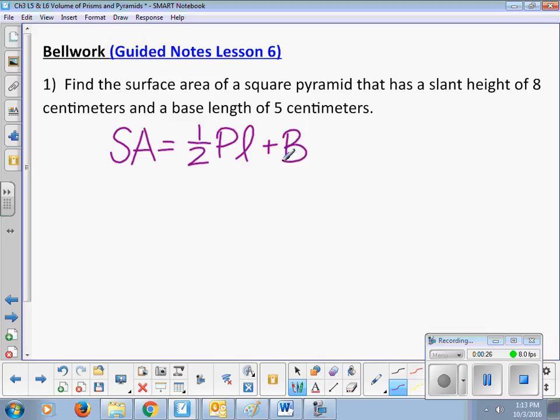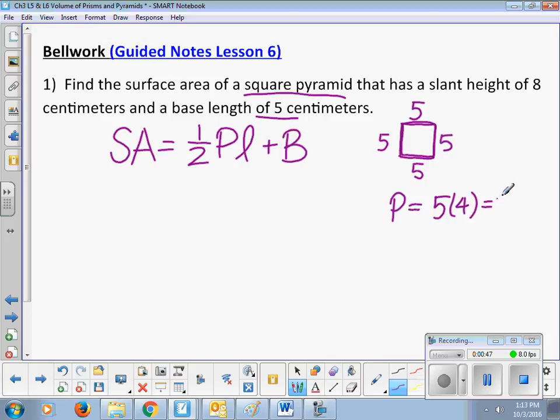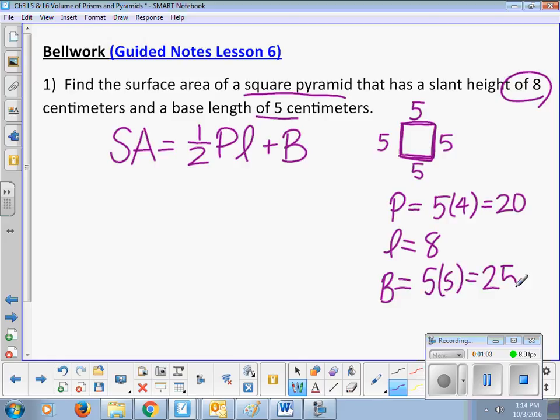If it helps, you can draw a picture of your base. We know the base is a square and it has a length of 5 centimeters, so each one of the sides of the square is 5 centimeters. When we find the perimeter, we're adding 5 plus 5 plus 5 plus 5, or 5 times 4, which gives us 20. Our slant height, they tell us, is 8 centimeters, and our area of the base will be base times height, which is 5 times 5, which equals 25.